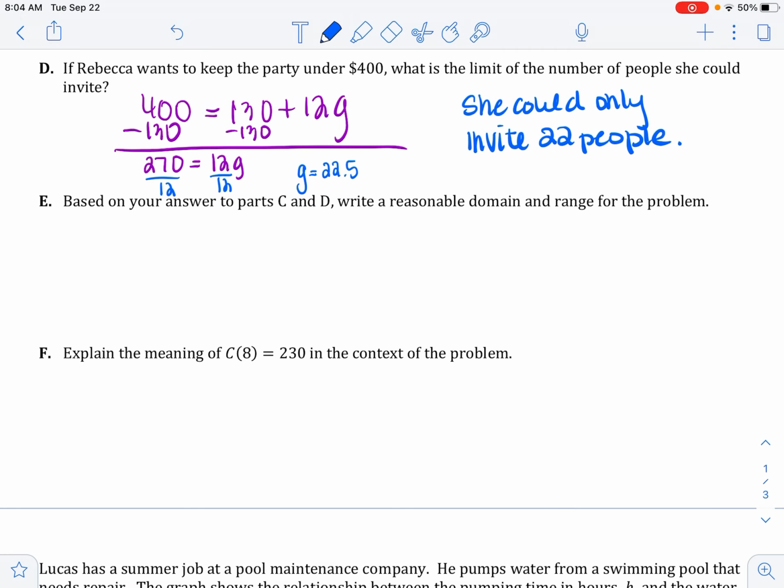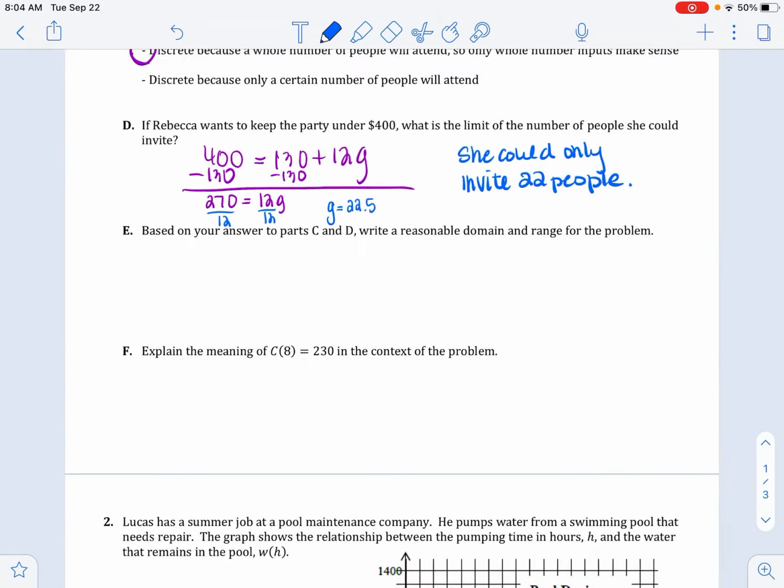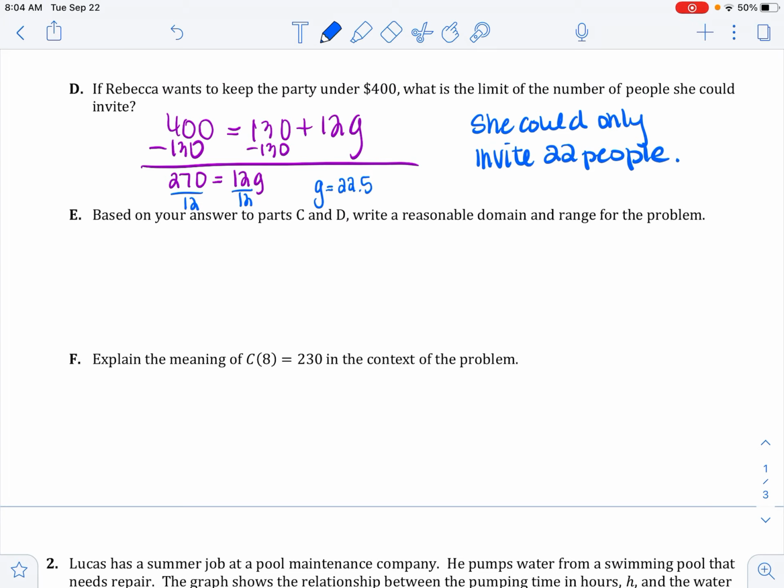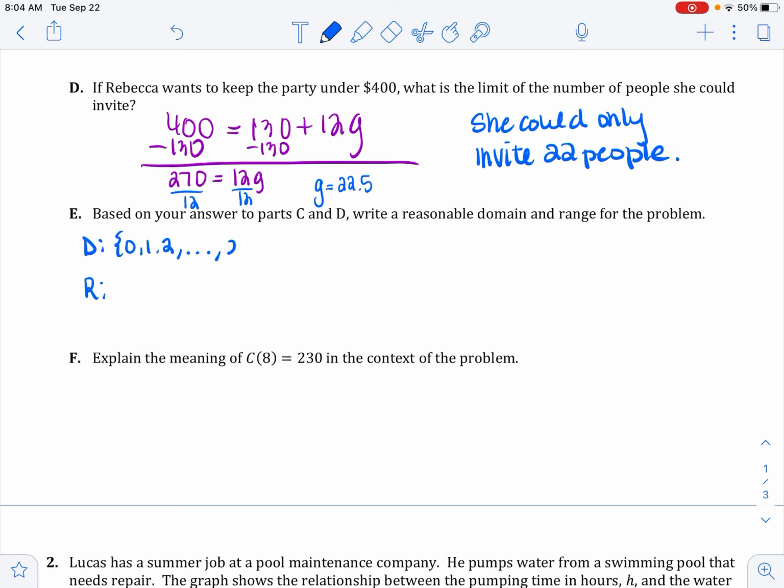All right, next one. Based on your answers to parts C and D, write a reasonable domain and range for the problem. Okay, domain, range. So domain is the number of guests. She could have 0 guests, 1 guest, 2 guests. The most that she's going to have, remember, is 22 guests. Now I could list every single number in between, but I don't really feel like it.